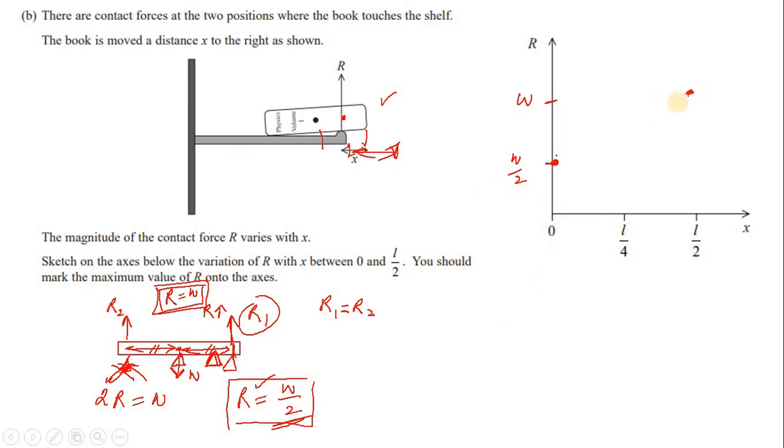But another important point, when you join the graph, it is not a straight line, it is slightly curved, something like this. So don't draw a straight line. It is a curved line, a concave curve. The reason is that contact force is not directly proportional to the length L or L by 2. So that's something that you need to remember about that.